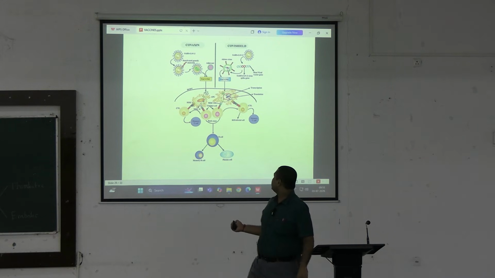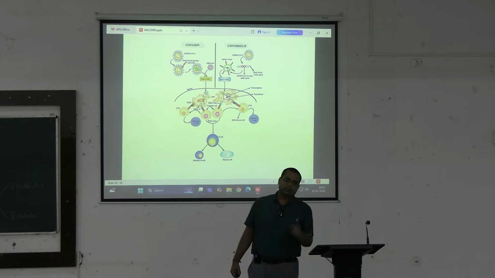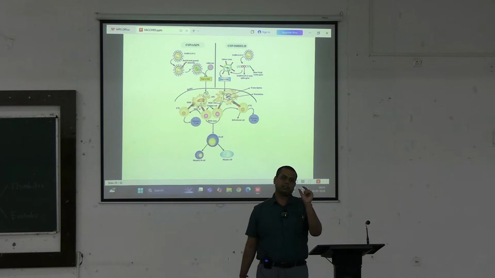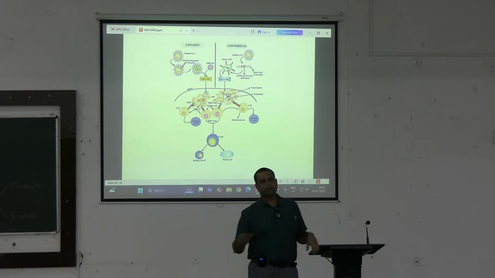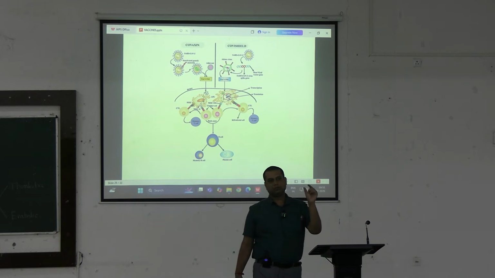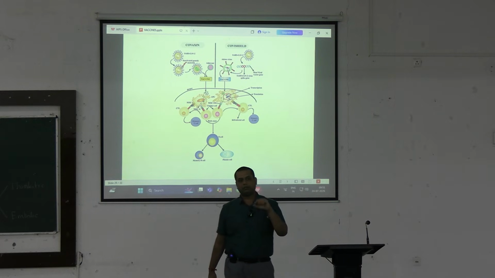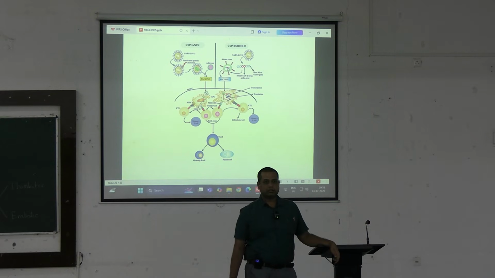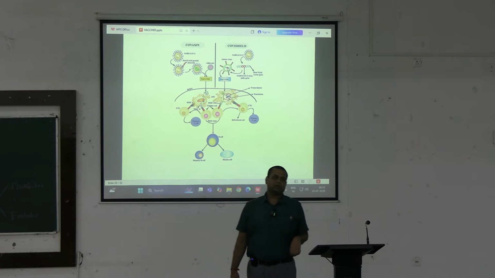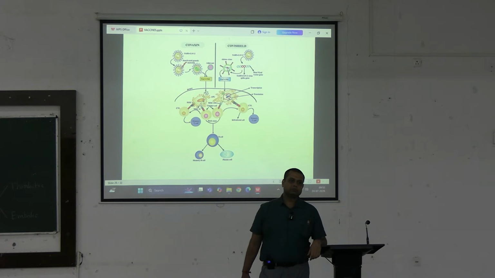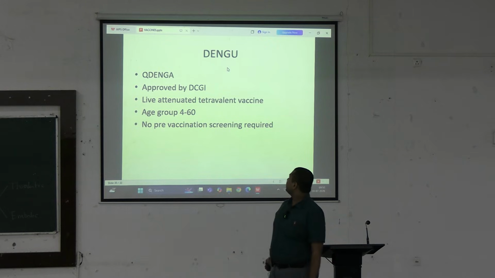Now when it is injected, it is taken up by macrophages. This DNA that is incorporated within the adenovirus goes into the macrophage and starts to synthesize spike protein within the macrophage. Now this spike protein leads to an antibody immune response. Okay, so that's how Covishield and Covaxin produce immunity.